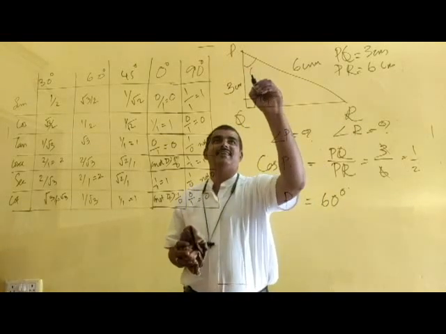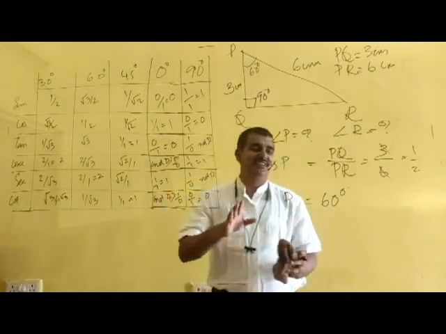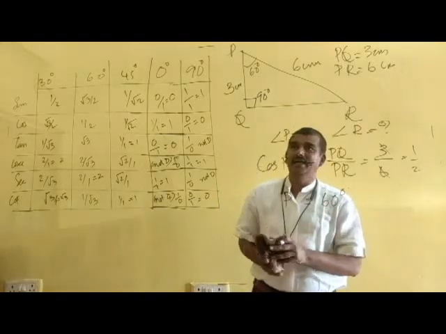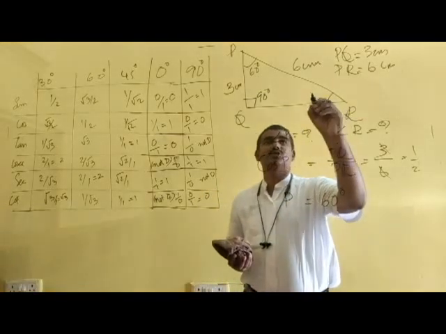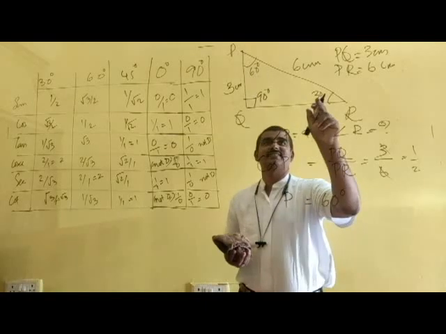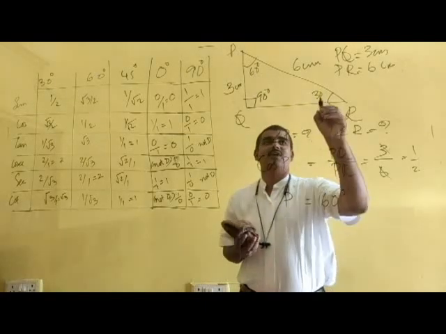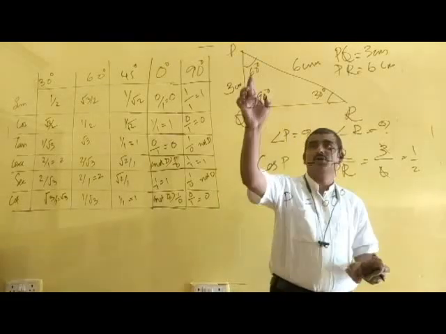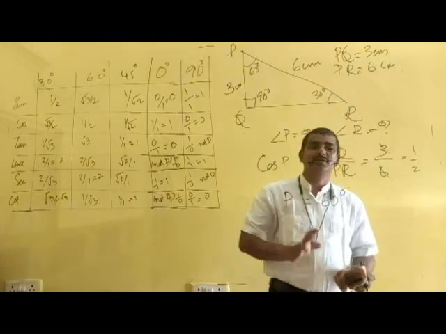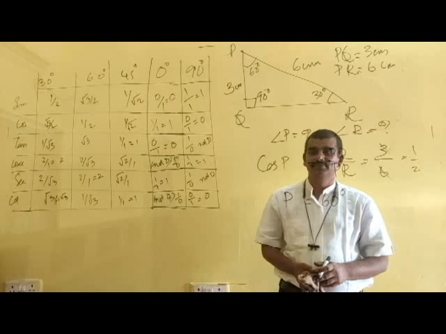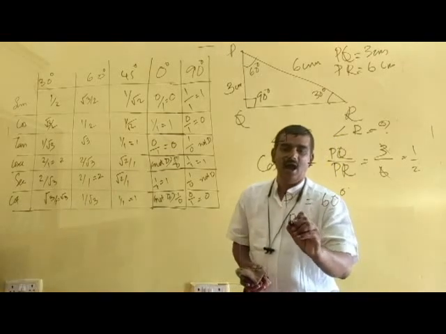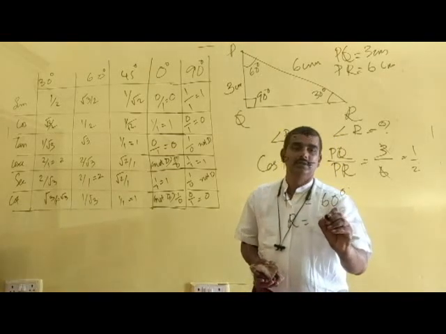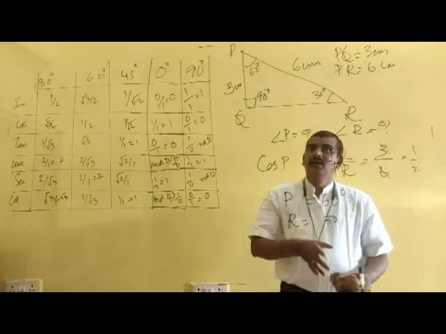Now I will write this is 60 degree. Very clear. And if I want to find R, this should be 30 degree. So 60 plus 30 plus 90 is only 180 degree. If one angle is 60, the other angle will be 30 because the sum of these two angles is equal to 90 degree. So you will get R is equal to 30 degree.